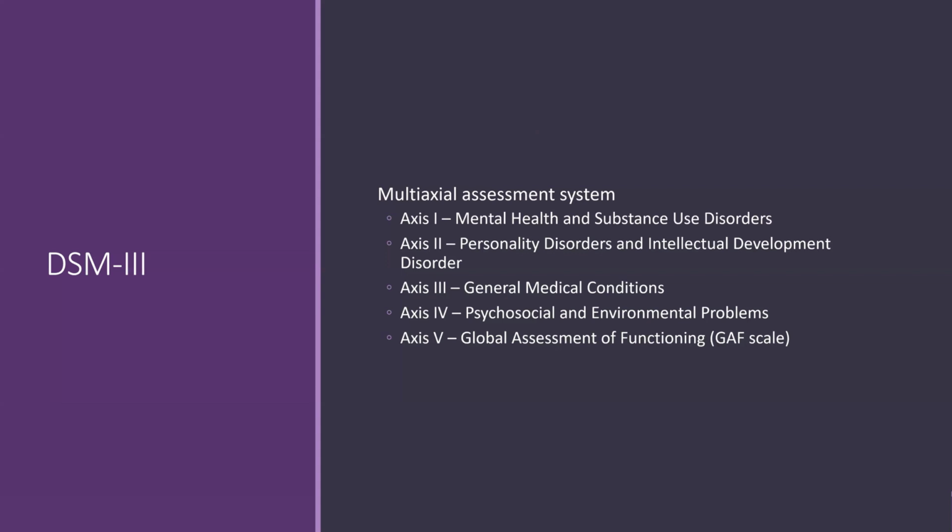And then Axis 5 was called the Global Assessment of Functioning, or the GAF scale, which is sort of a 0 to 100 rating scale to identify a person's overall functioning in society. And this is used to both track the clients over time and compare clients to each other as kind of this quantitative measure. And so in this way, people were assessed across all 5 axes, and it was organized in this very particular way.